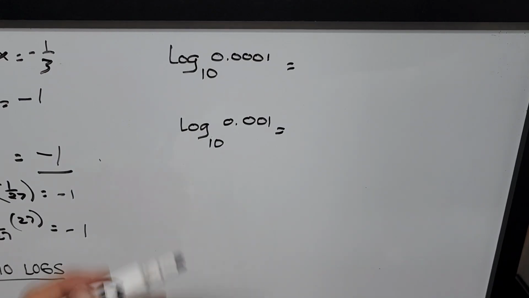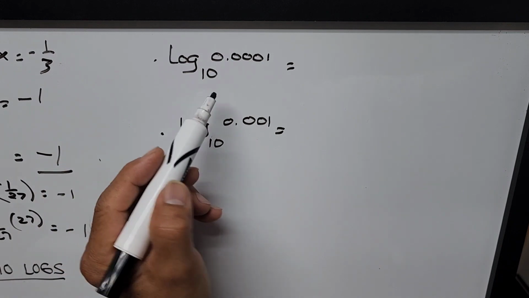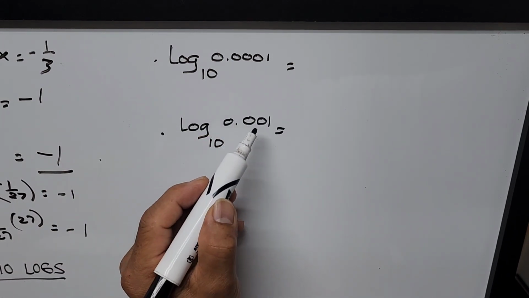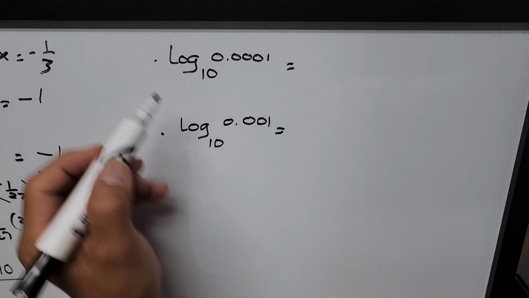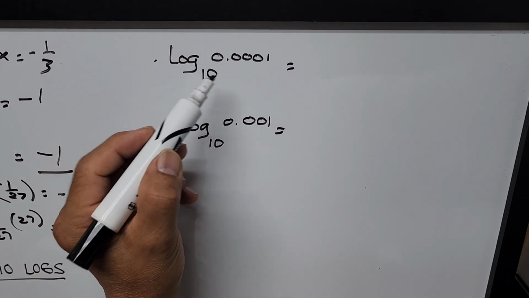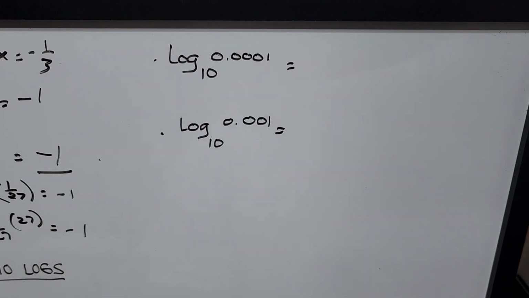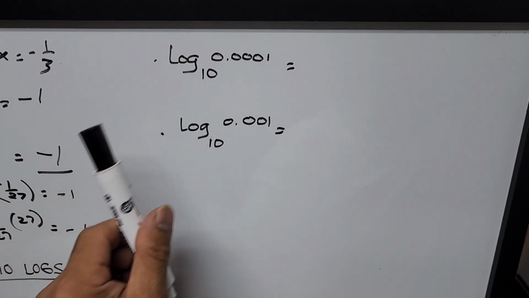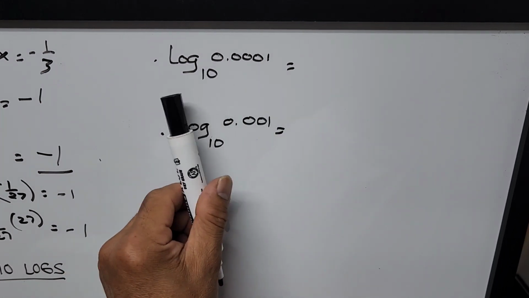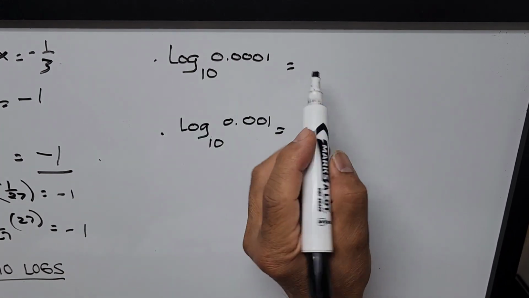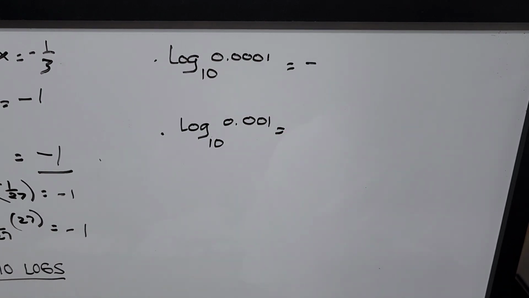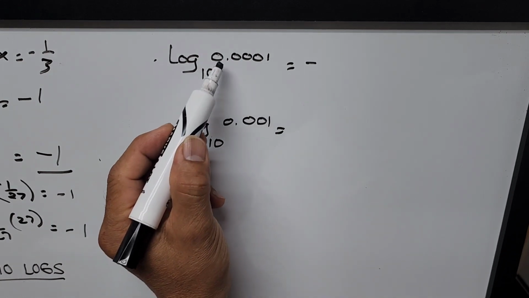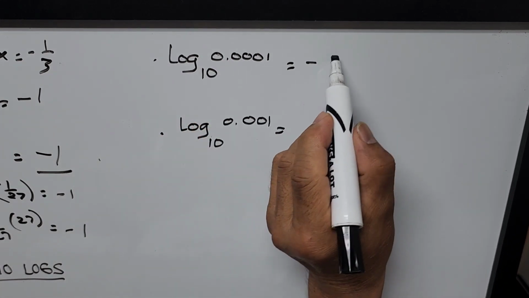So what about these two? Log base 10 of 0.0001 and log base 10 of 0.001. So in here, the argument 0.0001 is a fraction, right? And the argument is smaller than the base, so that means the answer is negative, right? Okay, so all we have to do is just count the zeros. 1, 2, 3, 4. So that's negative 4.